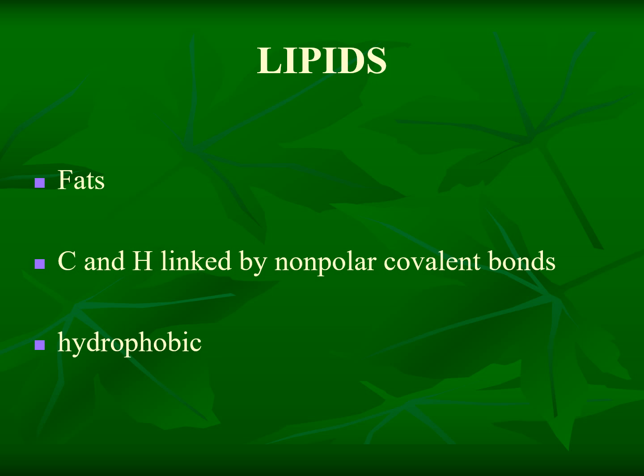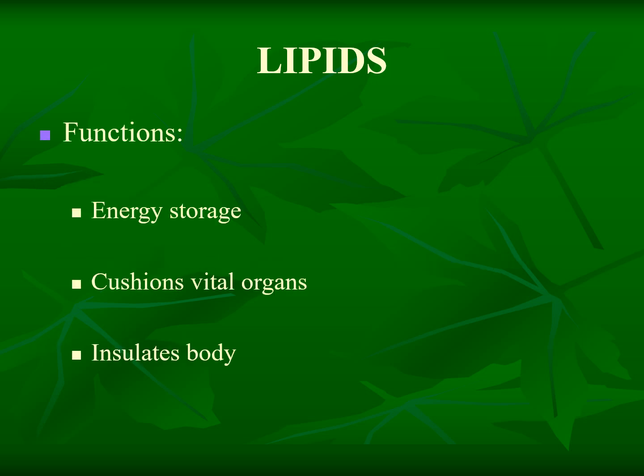Just so you know, in terms of energy usage, like I just said, the cell is going to use carbohydrates first. At the cellular level, if carbohydrates are not available, then it will go to lipids for an energy source. So they are often used as energy storage. Another huge function of lipids is that they help to cushion a lot of the vital organs, and they also help to insulate the body.